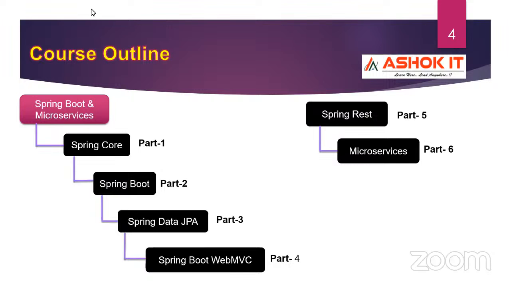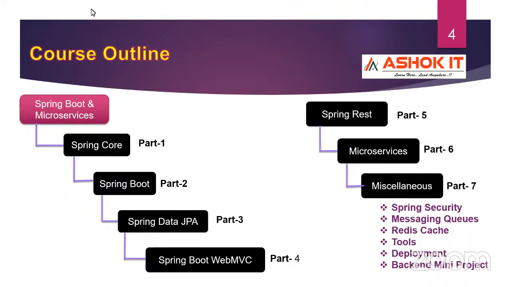Event driven architectures, and then applying circuit breaker design patterns and CQRS design patterns. All these things you are going to learn as part of microservices. After that, we have some miscellaneous discussions about how to incorporate security in Spring Boot or microservices, and how to work with messaging queues such as ActiveMQ or Apache Kafka. And we will be working with the Redis cache.